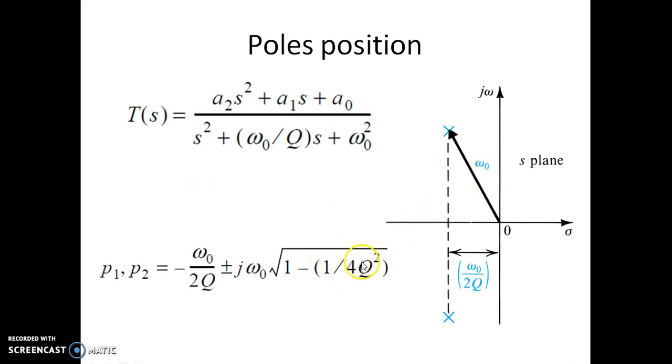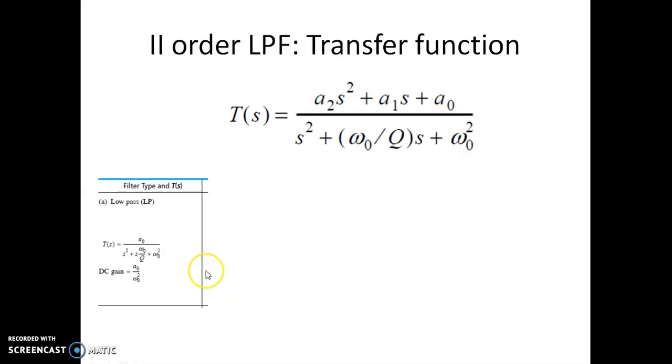So as the value of q changes, the location of poles will change on the s plane. So this is a general movement of the pole. The pole can be moved depending on the value of q as well as omega naught.